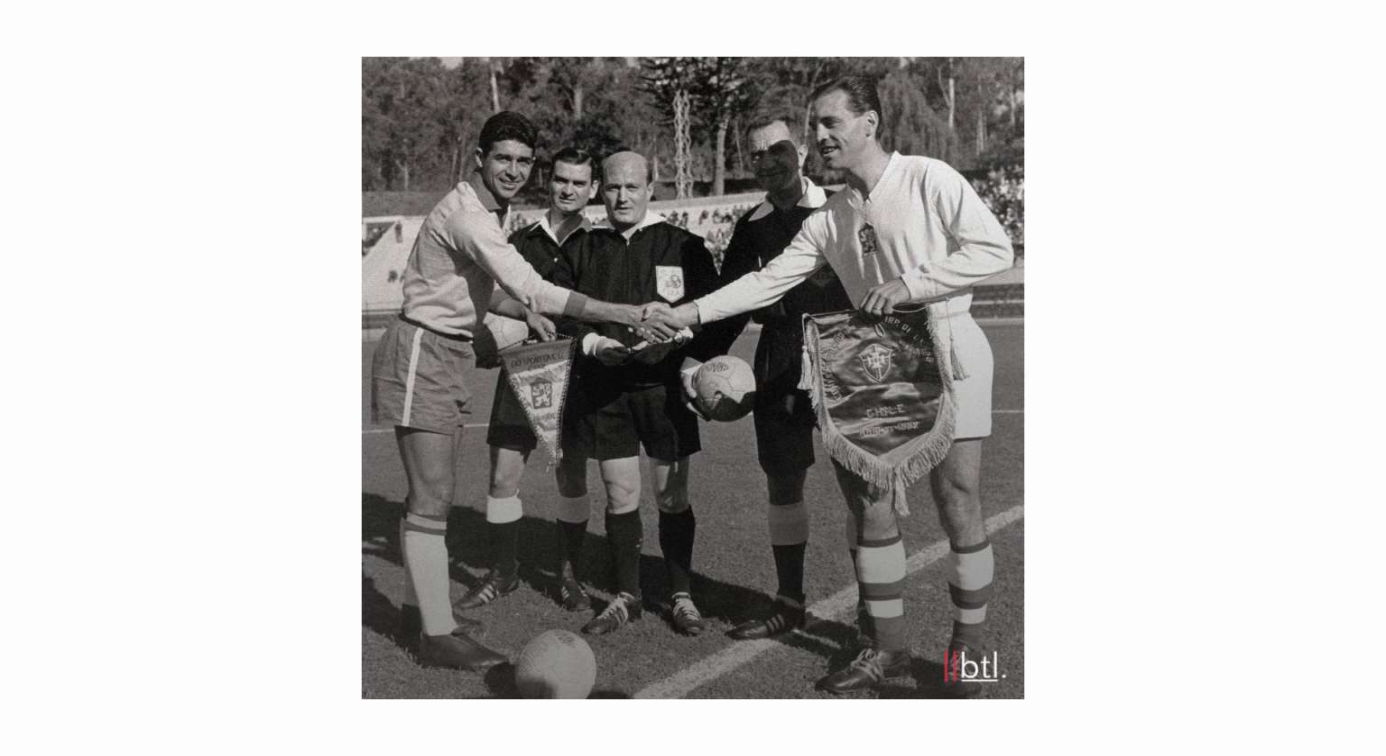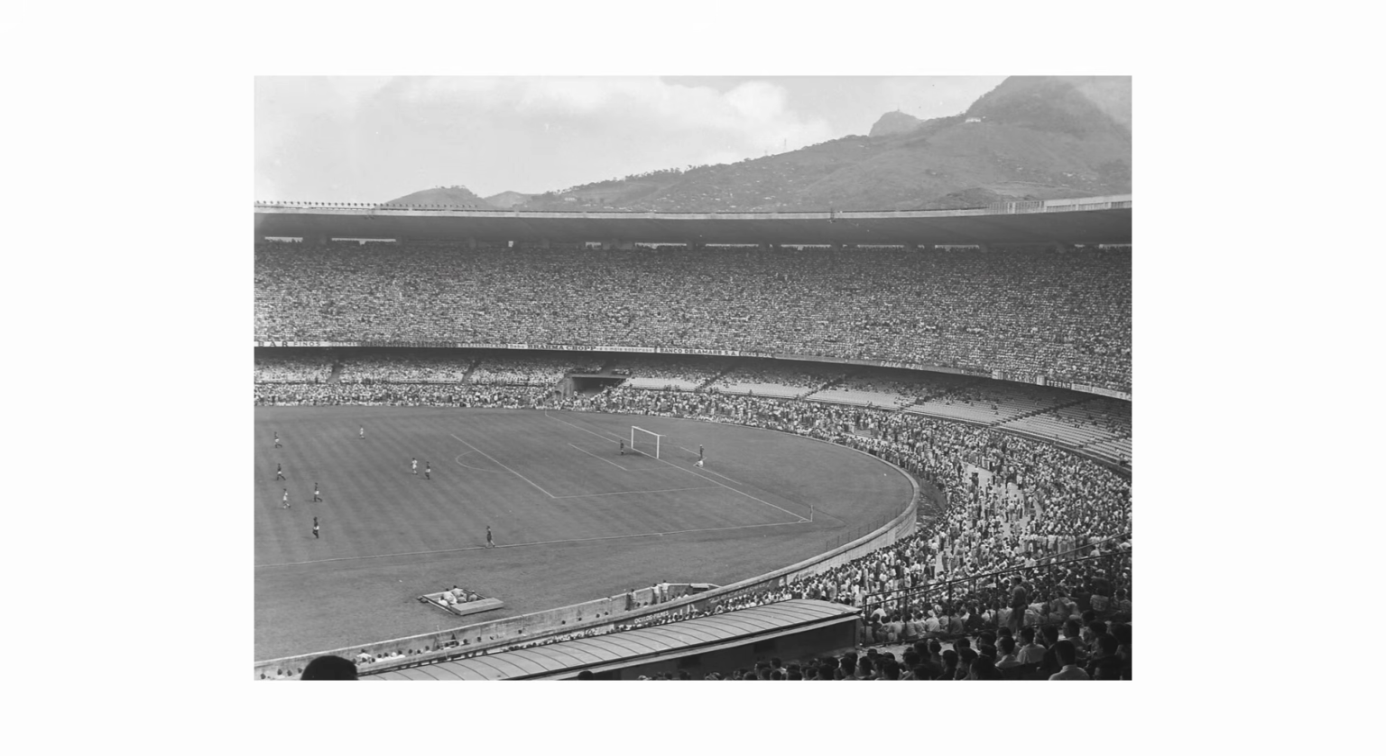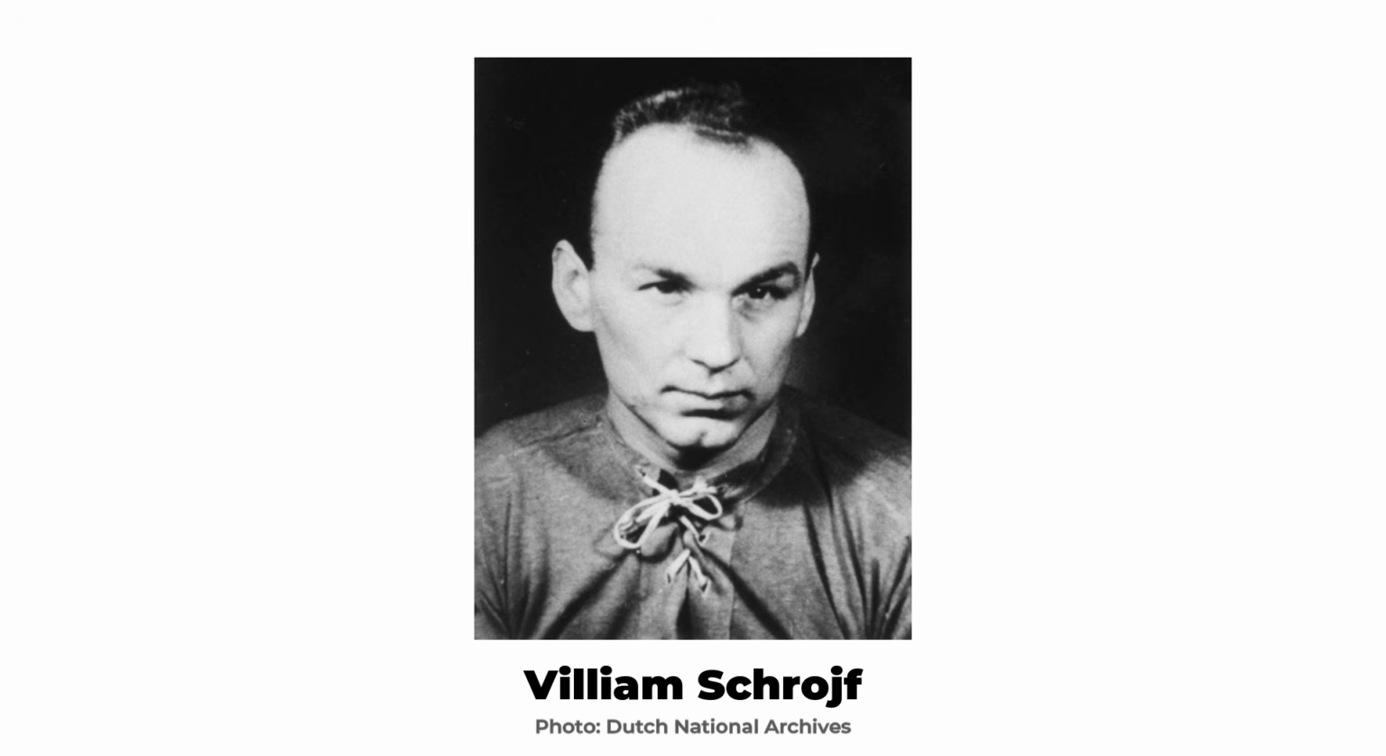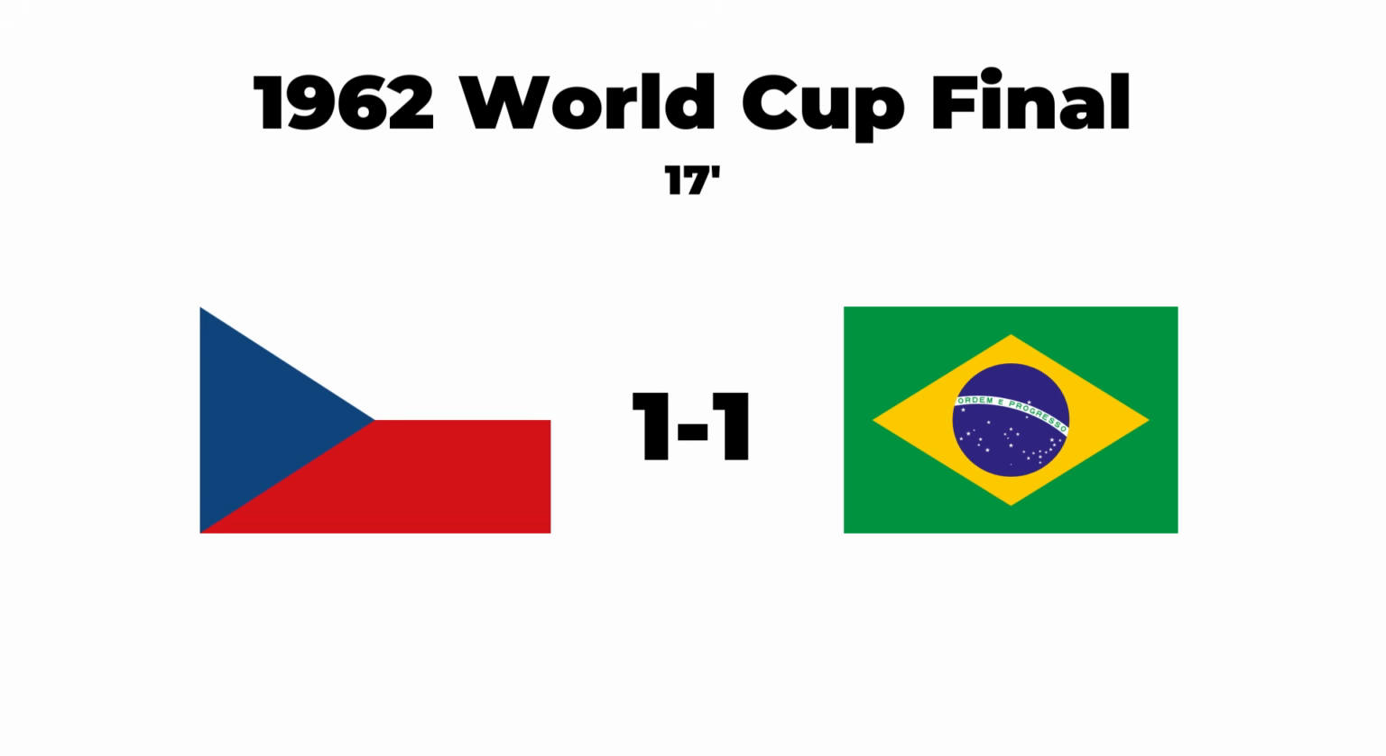This time around, the Czechoslovaks played in white jerseys, and the Maracanazo flashbacks showed up again when Josef Masopust scored 15 minutes in. However, just 2 minutes later, the goalkeeper Viliam Schrojf, who was previously flawless in the World Cup, made an error, allowing Amarildo to score.